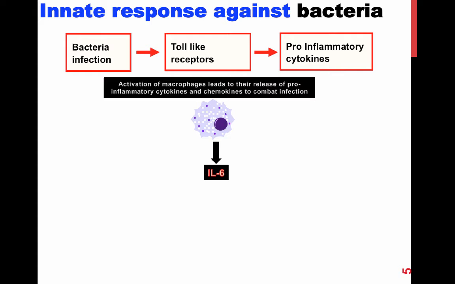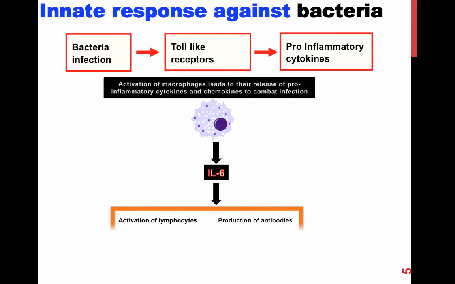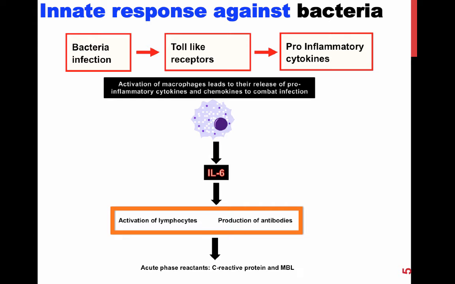Interleukin-6 activates lymphocytes and increases the production of antibodies. Systemically, it is involved in the production of acute phase reactants from the liver, such as C-reactive protein, which is a marker for inflammation, and binds pathogens in order to promote antibody-independent activation of the classical pathway of the complement system, and also of MBL, or mannose-binding lectin proteins, which participate in initiating the lectin pathway of the complement system. There are other acute phase reactants released from the liver, but they will not be covered in this video.